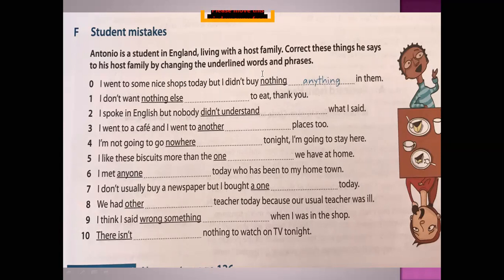Okay, next one. Musa, can you try it, please? I don't want nothing else. I don't want anything else to eat. Thank you. Why is that? Because we don't is negative and nothing is negative, so we must use anything else. In a sentence we don't use a double negative, right? Okay, next one, Wanis, please.